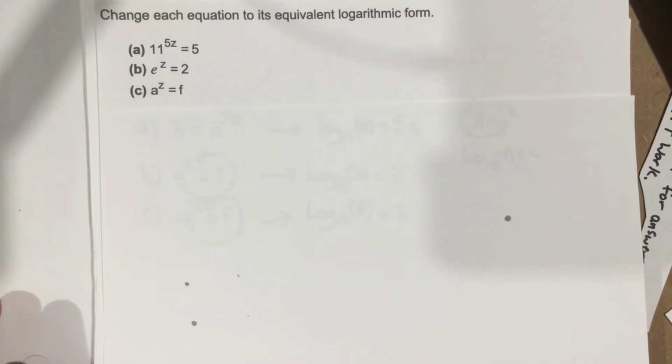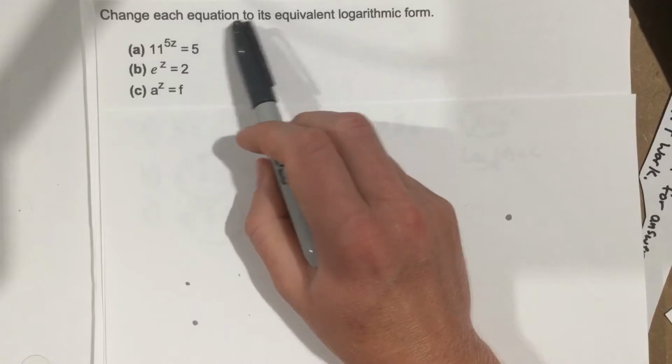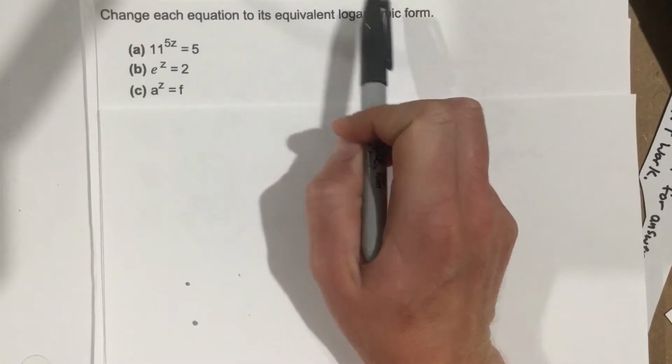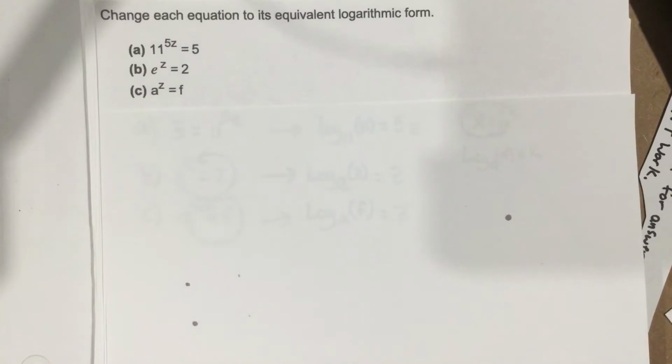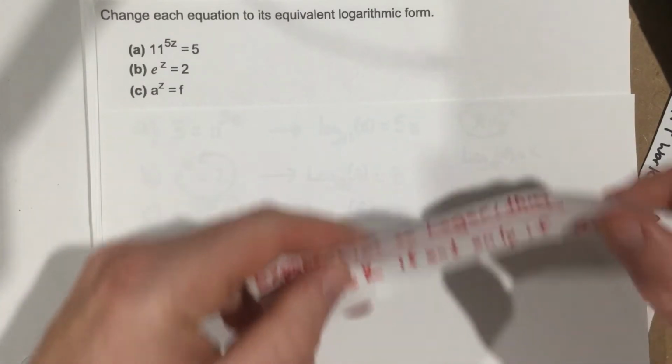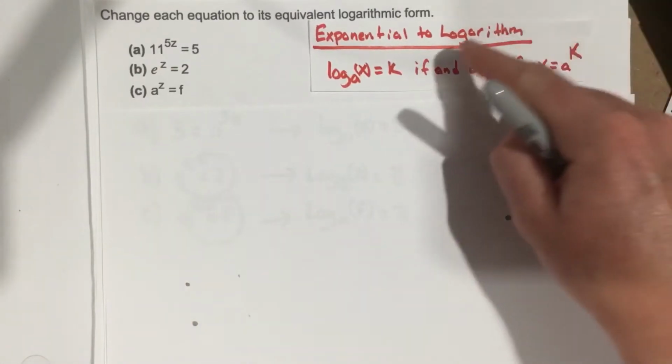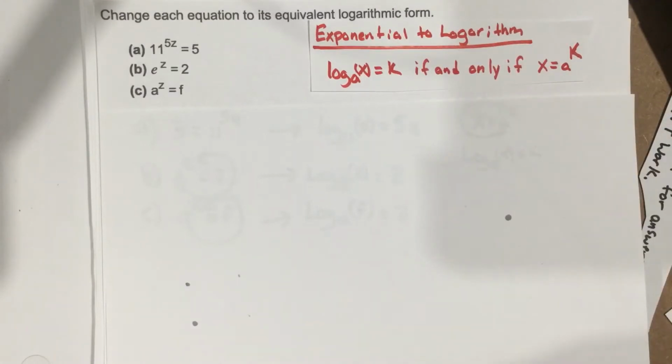This is problem number 1 from section 5.4. In this problem, they say change each equation to its equivalent logarithmic form. And they give you 3 exponentials. Now, I have written here how to write an exponential as a logarithm. But there is kind of a special way that I like to do this. It's kind of like a looping method is what it's called.